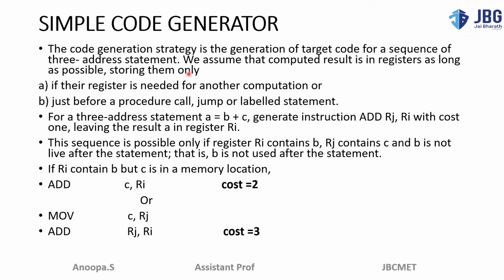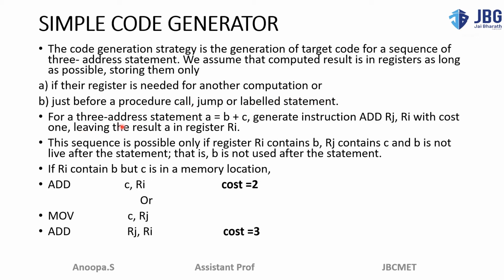We will store that to another location only if the register is needed for another computation or just before a procedure call, jump or label statement. Other than these two conditions, we won't move the value from that register. So the value will be moved to another location only if that register is needed for another computation or just before a procedure call, jump or label statement.